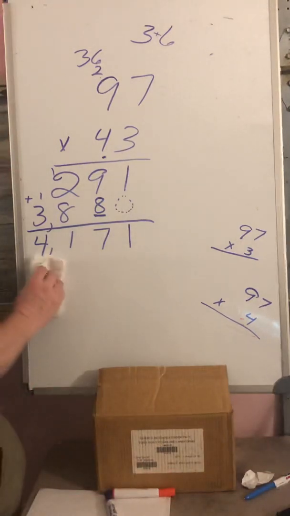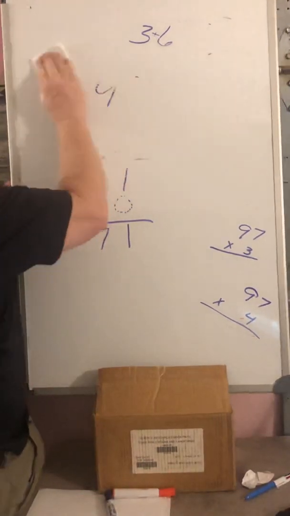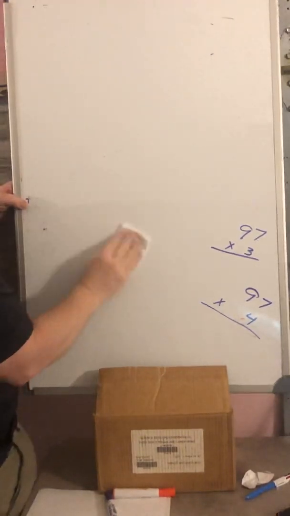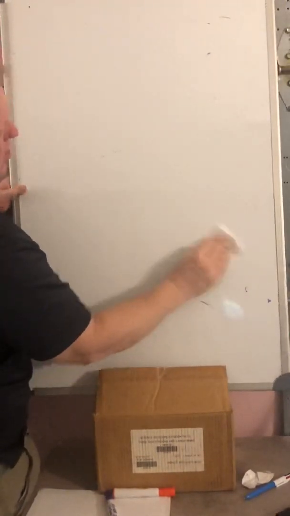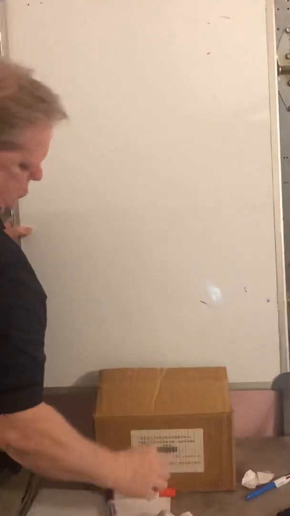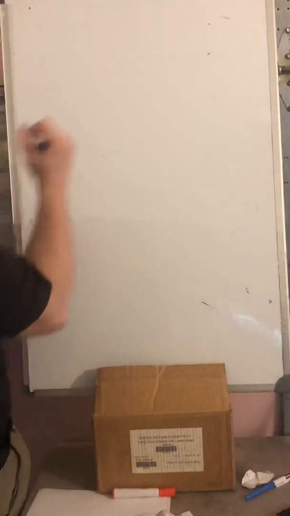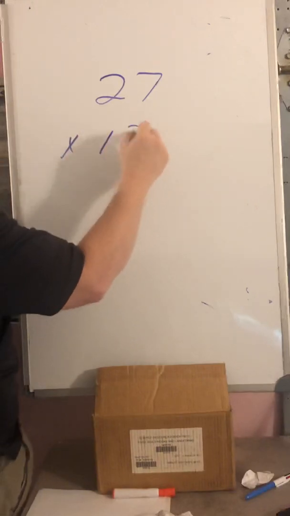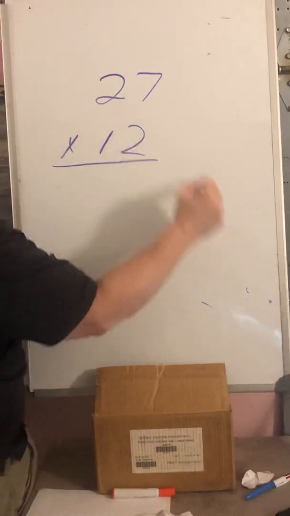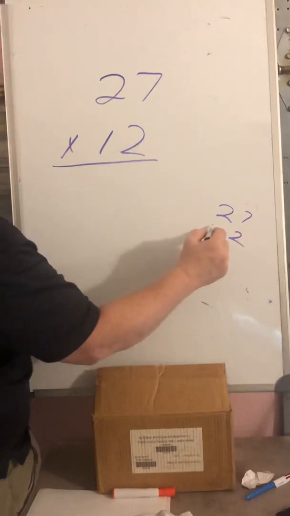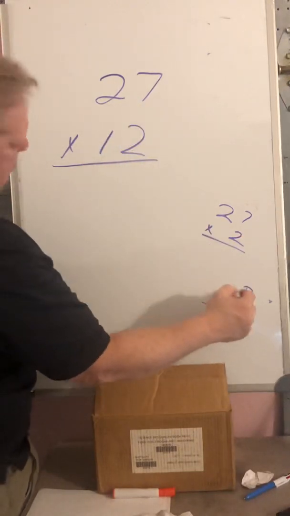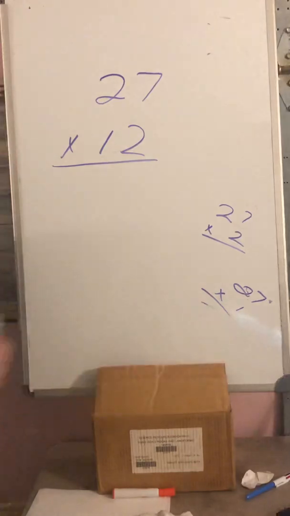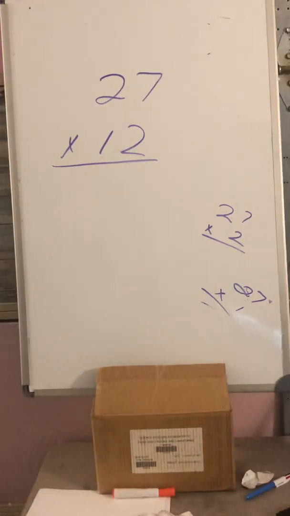Okay. All right, next we're going to do 27 times 12. It'll be 27 times 2, and it'll be 27 times 1. Let me double check, make sure the board's still in the right position. Okay, that's pretty good.